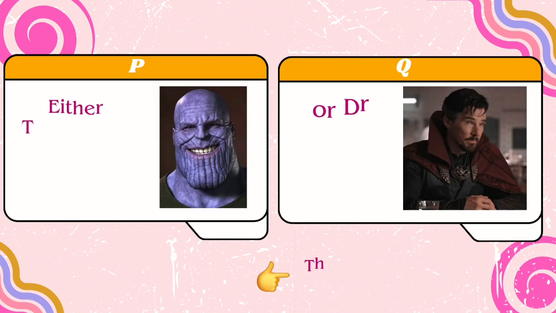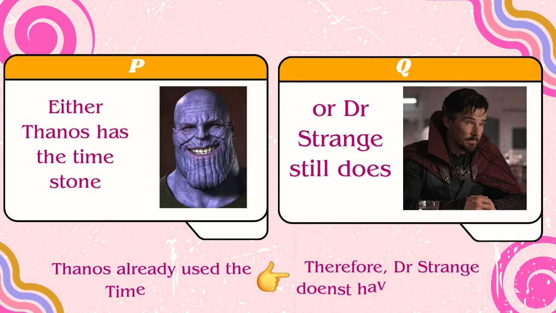And guys, do you ever notice that in Marvel movies we can actually apply these logical symbols in their scenes? P: either Thanos has the Time Stone or Doctor Strange still does. Thanos already used the Time Stone at the end of the movie, therefore Doctor Strange doesn't have it anymore.